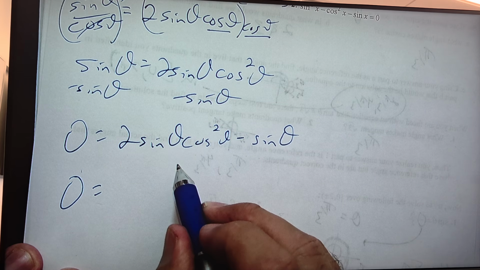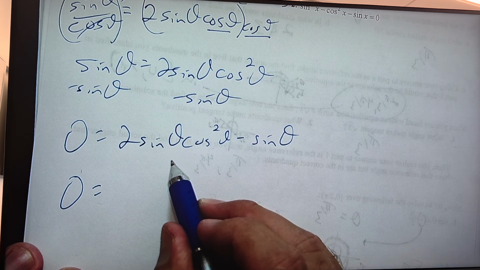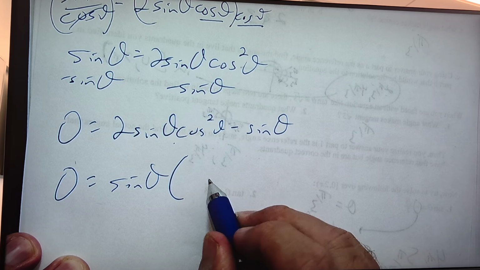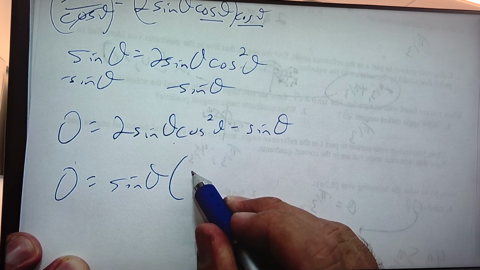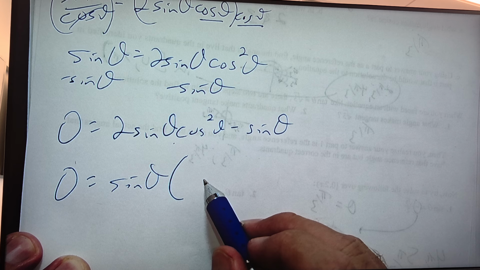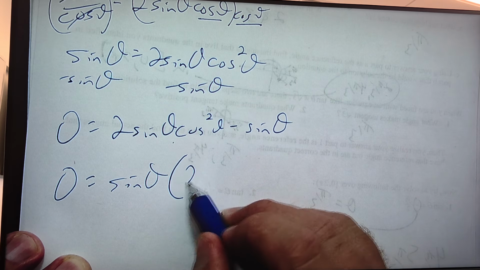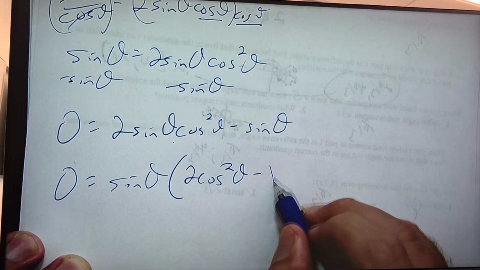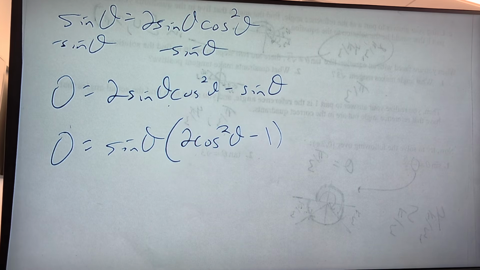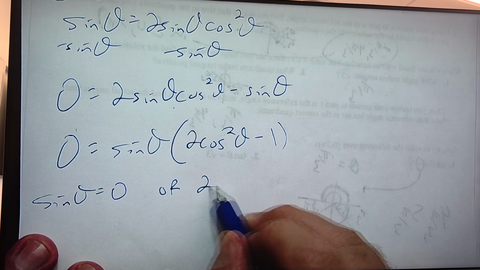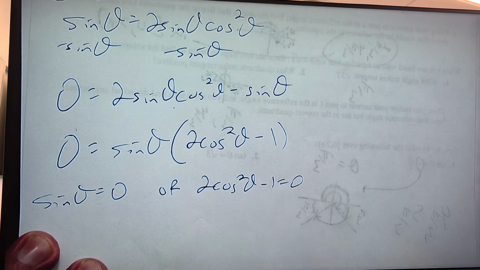So what can come out? Sine. And what's left if I take a sine out? Sine, so sine squared minus 1? No. I didn't subtract a sine out. I divided a sine out. So what's left? 2 sine squared minus 1. Yes. So either sine theta equals 0 or 2 cosine squared theta minus 1 equals 0.